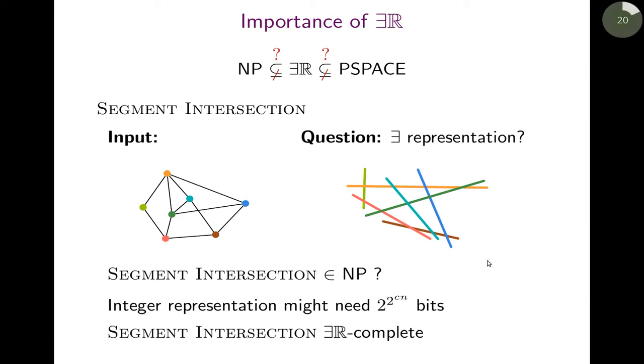Okay, so what happens is that segment intersection is actually existential R complete, meaning that if you would show that segment intersection is in NP, then you would show that these two complexity classes are actually equal, and you would show that you can guess real numbers for arbitrary polynomial equations and inequalities. That would be very strong. So we somehow don't expect, or I don't expect, that segment intersection is in NP.